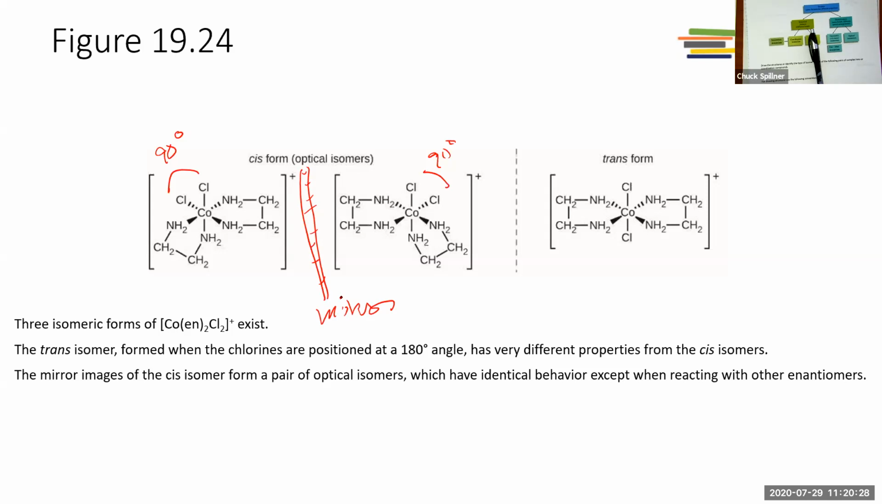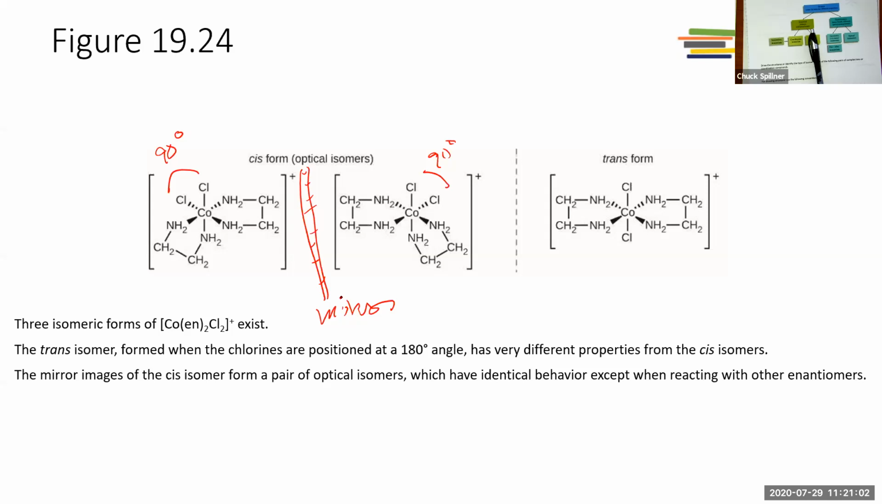It's hard to visualize this, but if you did make models, you'd find that you cannot superimpose one on the other. They are different, so they do have optical isomers. So you can say a cis form of any octahedral complex has optical isomers, and one is the plus isomer. I don't know which one. You can't predict which one is the plus isomer and which is the minus isomer. That's determined experimentally.